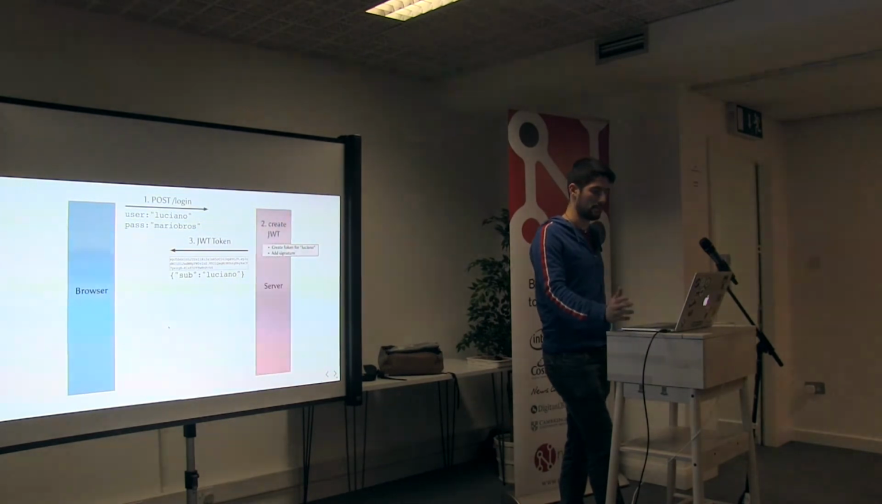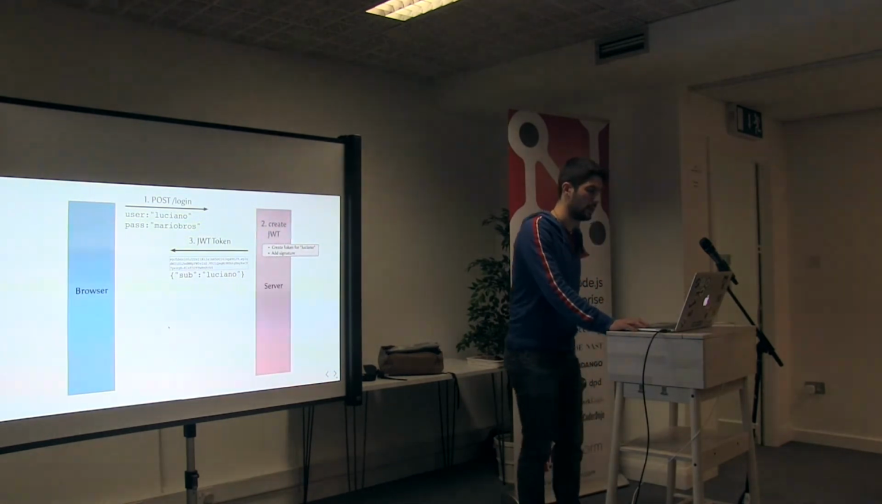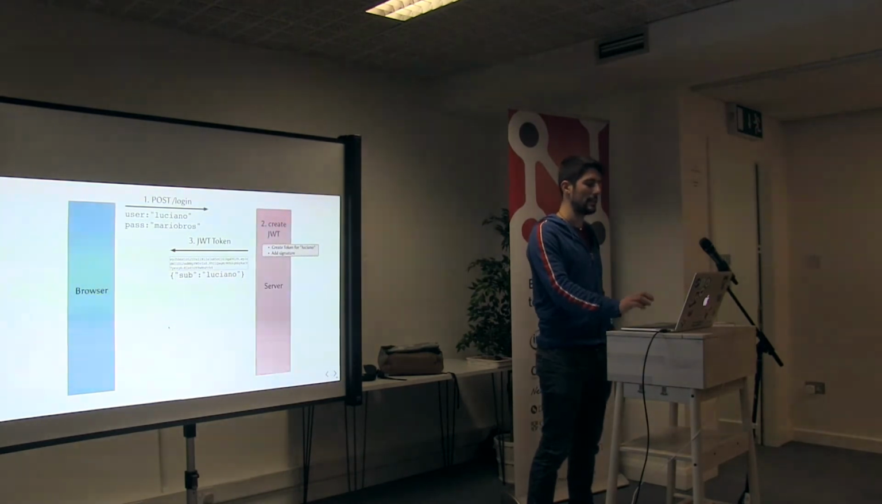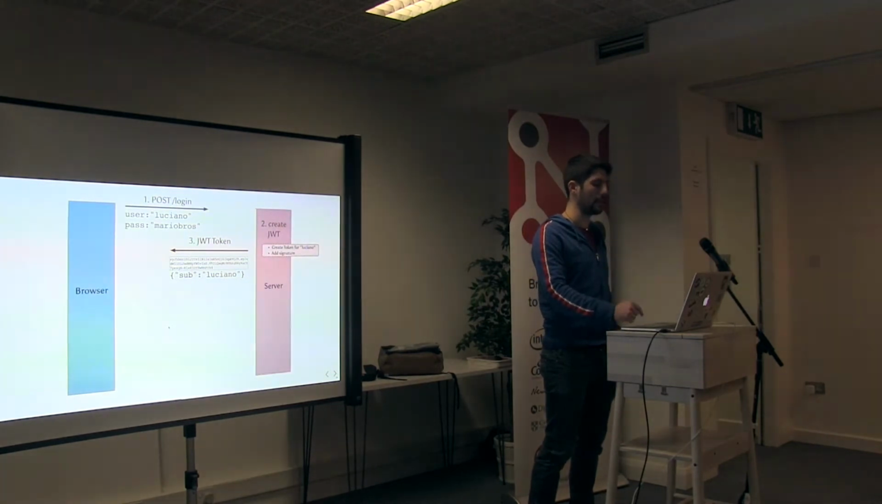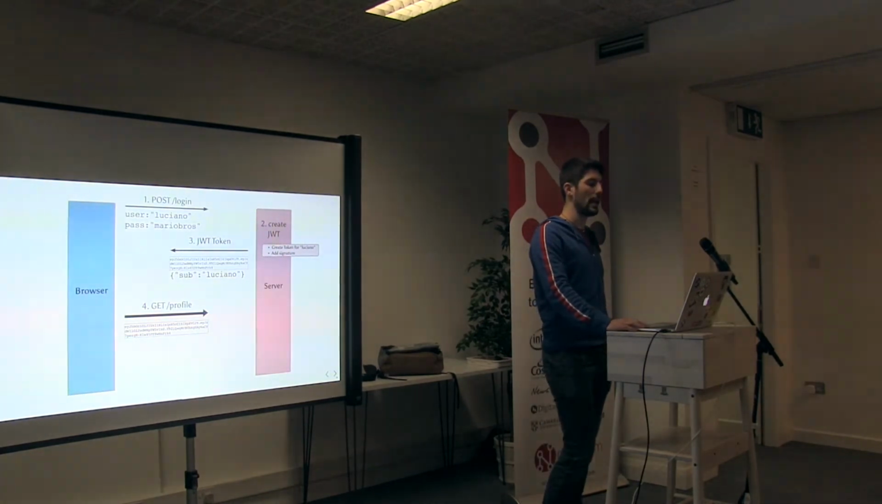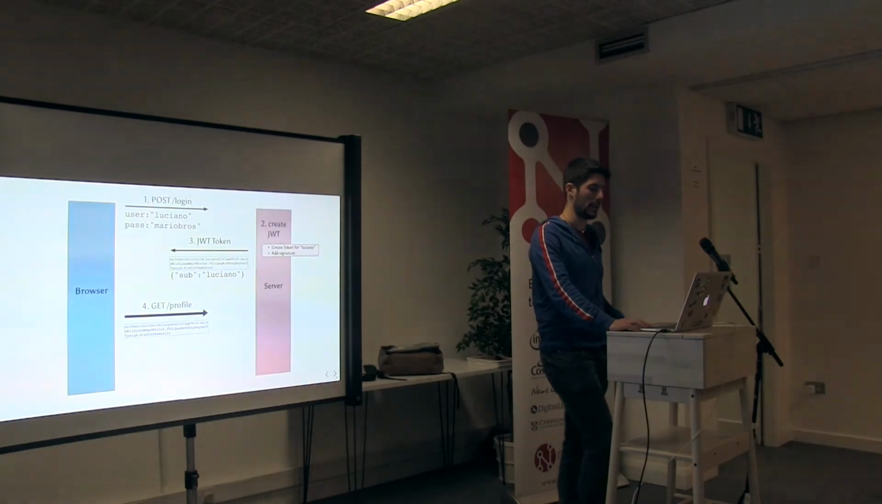It can be a header. In general, if you do it through JSON, it's going to be inside a JSON, and then the browser will use it as a header. But the idea is that inside this token, as part of the claims, you will have the subject, which is Luciano. So the next time the browser makes a request, for example requesting the profile again, it will embed the token in the request again.